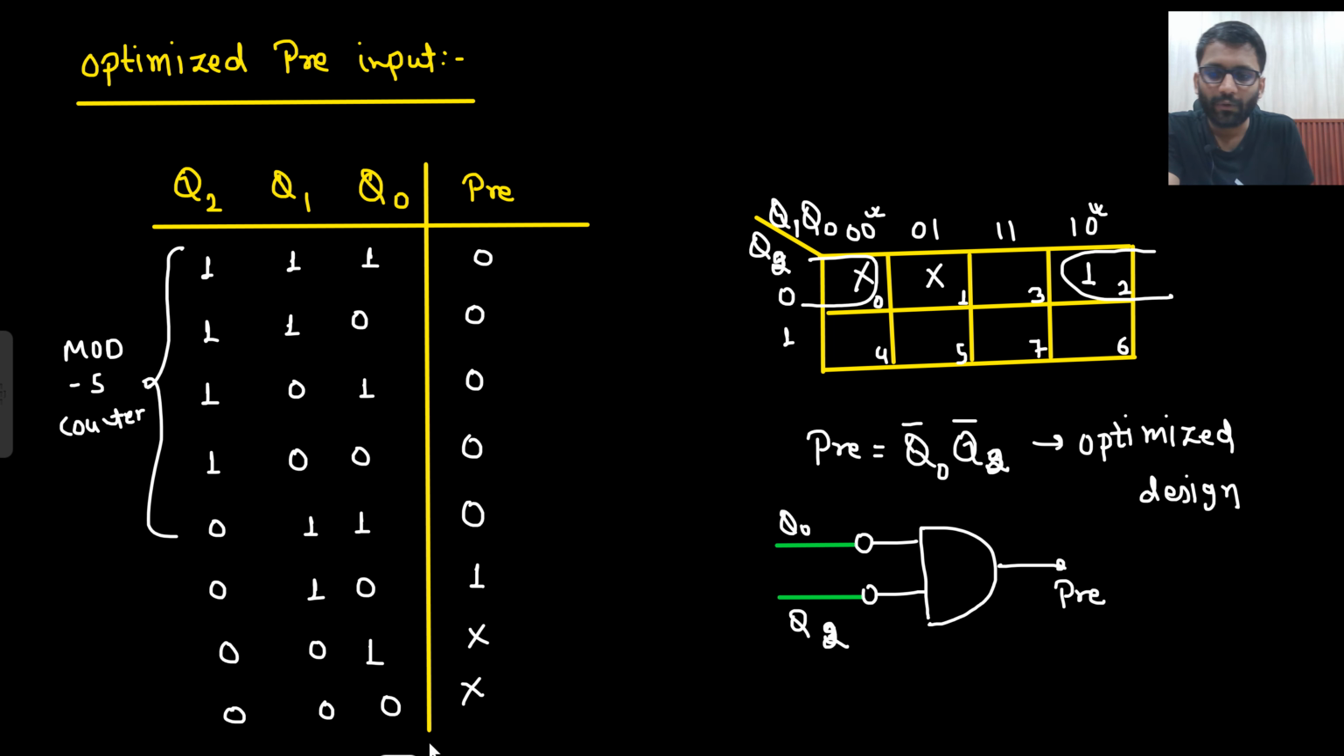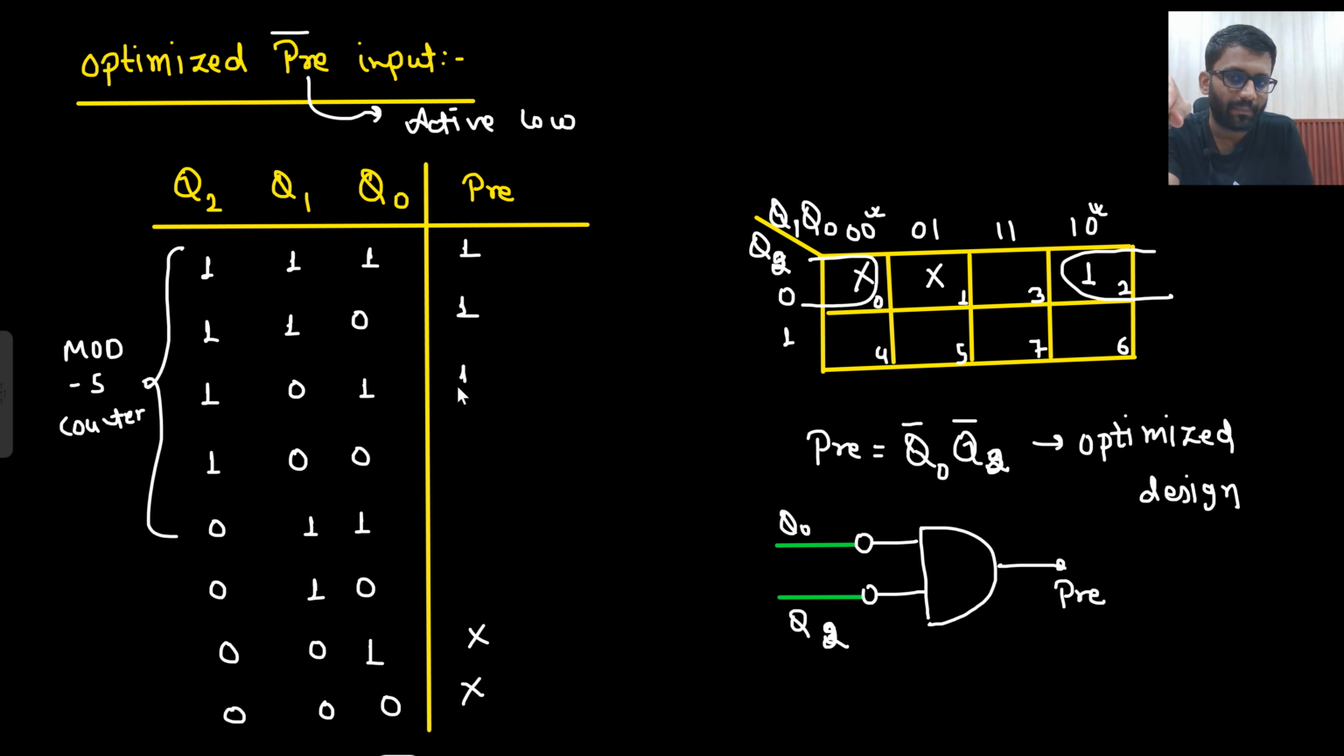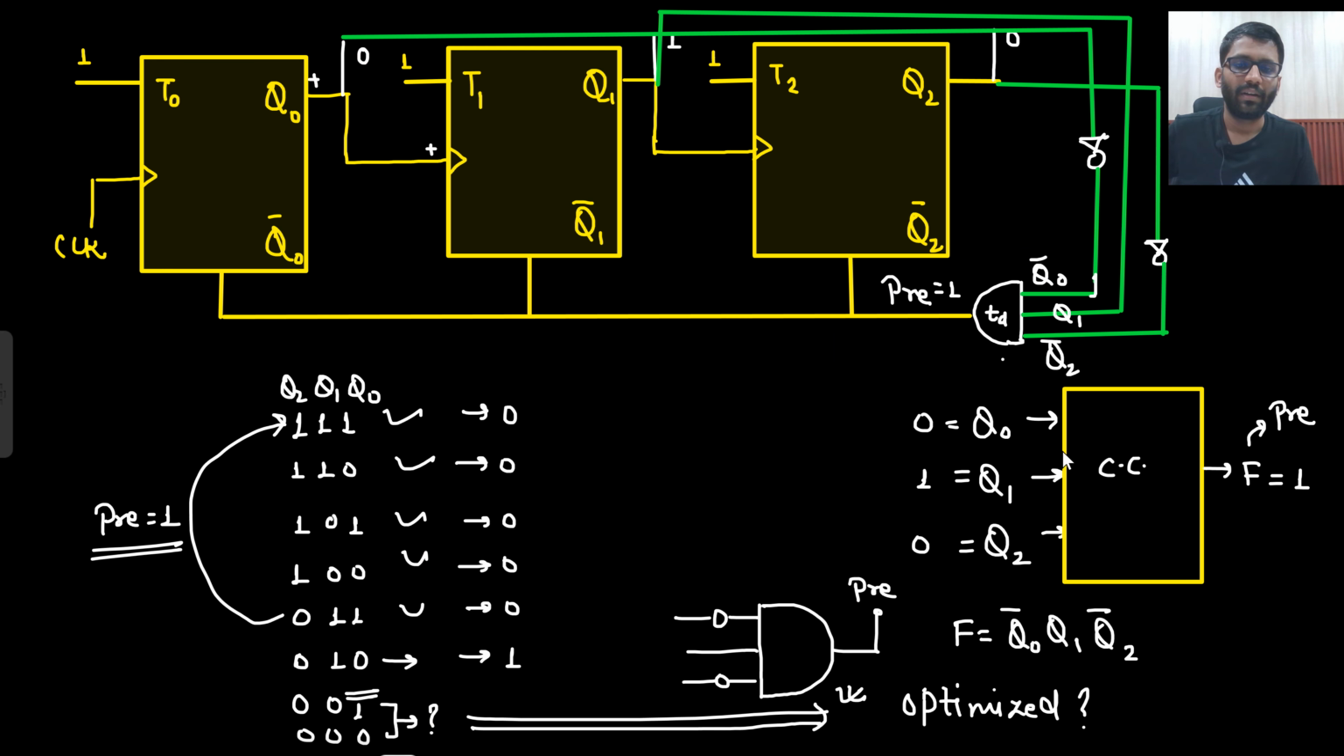Now I am designing this for pre bar. If you design it for pre bar, that means active low, so at that time all these should be high, right? Because if pre bar is 1, then it is not working. If pre bar is 0, that means it is working. Here it will set the output.